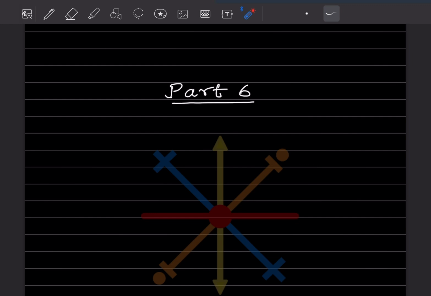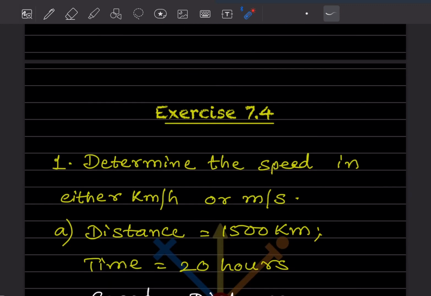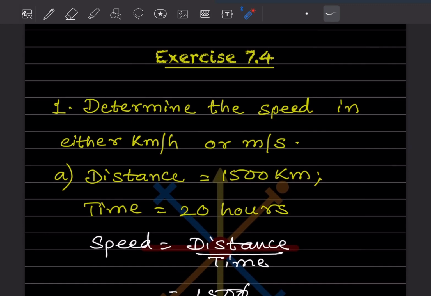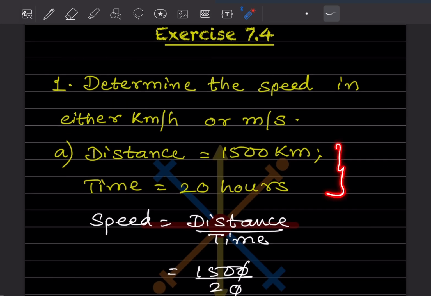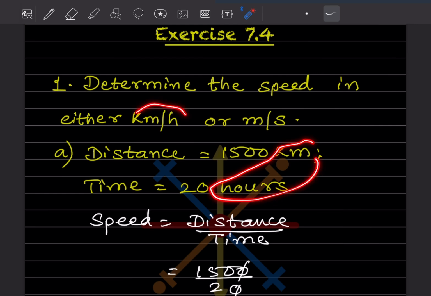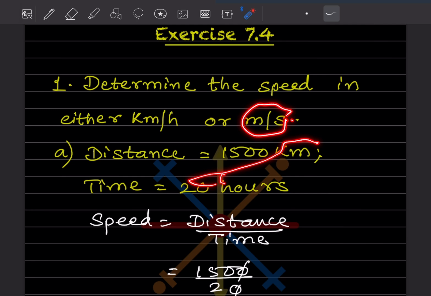So today let us see part 6. In that we'll see exercise 7.4. Here they said determine the speed; either you have to convert it to kilometer per hour or meter per second. So now this is the question given. The distance is 1500 kilometer and time is 20 hours. So now here this will be kilometer per hour. So either it should be kilometer per hour or it should be meter per second.